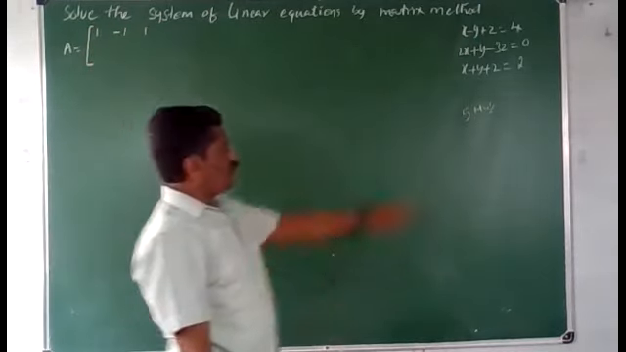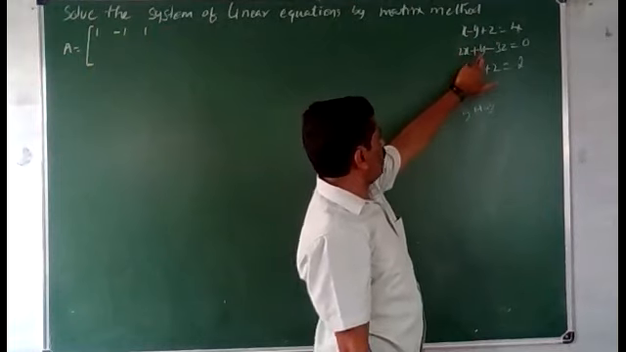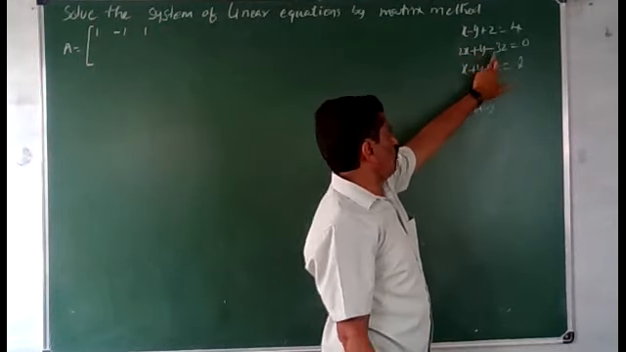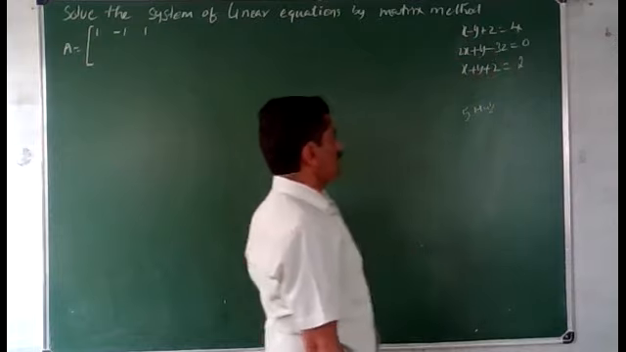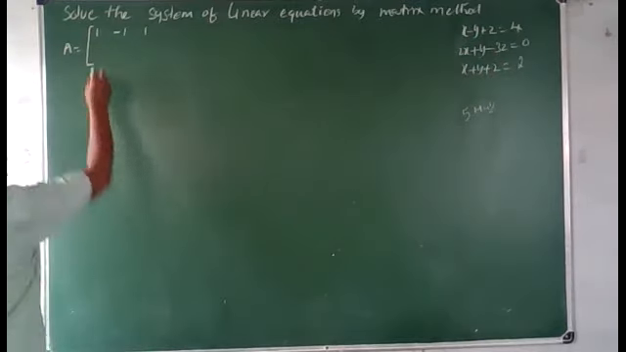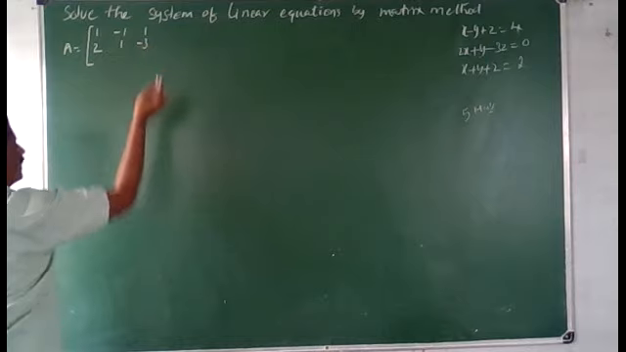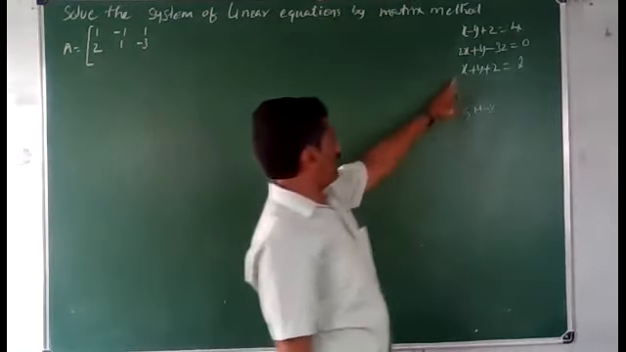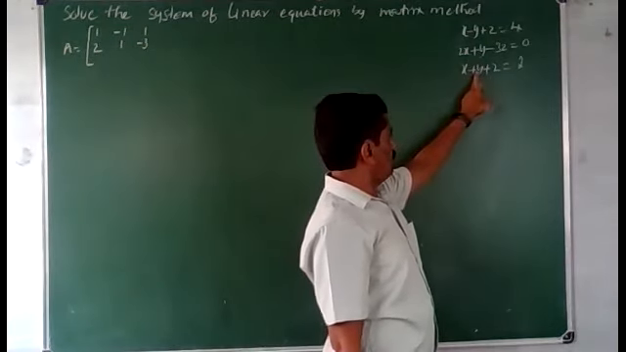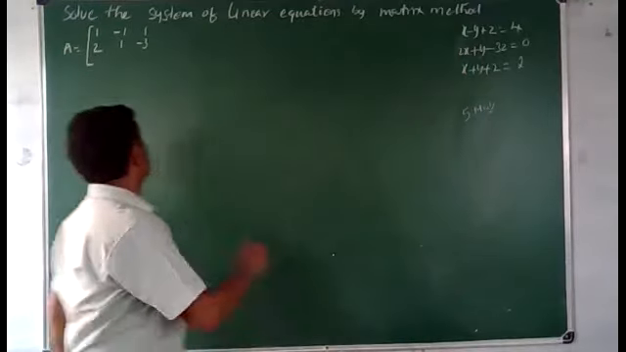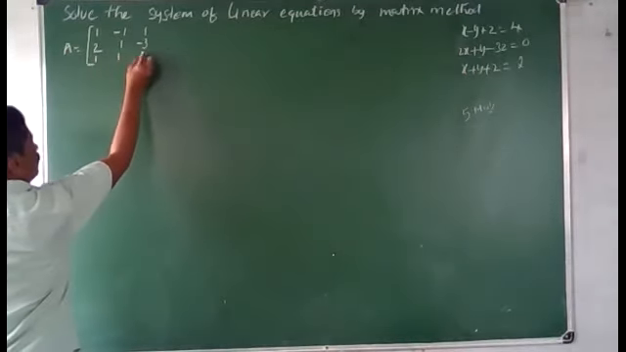Next, here what is the coefficient of x? 2. What is the coefficient of y? 1. What is the coefficient of z? Minus 3. That is 2, 1, minus 3. Again, coefficient of x 1, coefficient of y 1, coefficient of z also 1. Okay, so therefore this is 1, 1, 1.